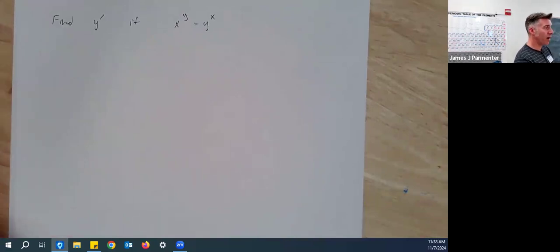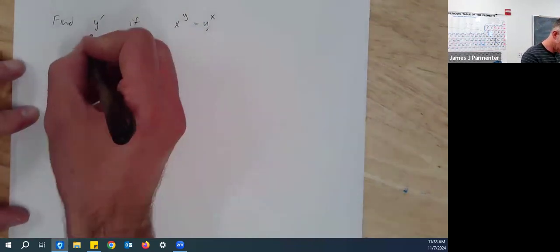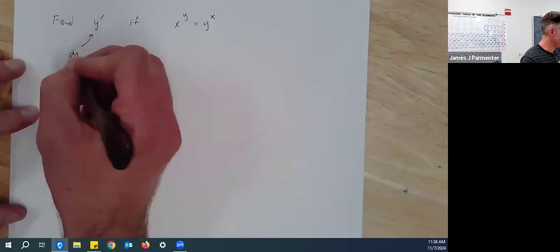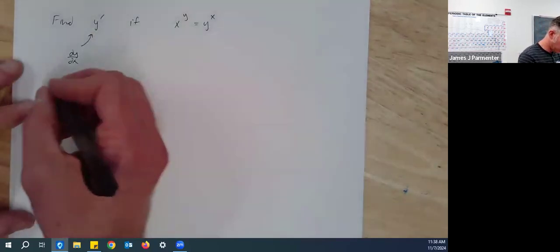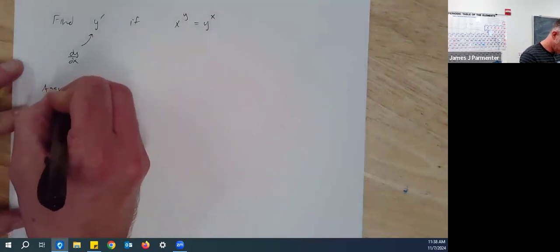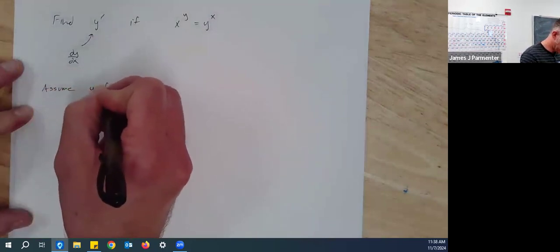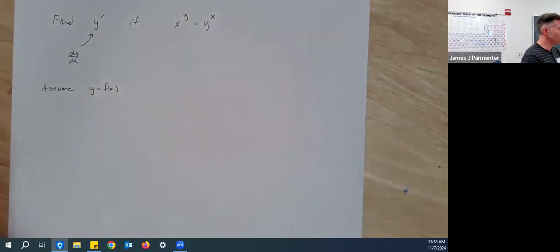If they're saying find y prime, we are assuming y is a function of x. Always. If they say find the derivative of y, and I know they didn't write it, what they mean is dy/dx, the derivative of y with respect to the independent variable x. That means we get to assume y is a function of x. So when we differentiate this, x is good old independent variable x, and y is some stuff.